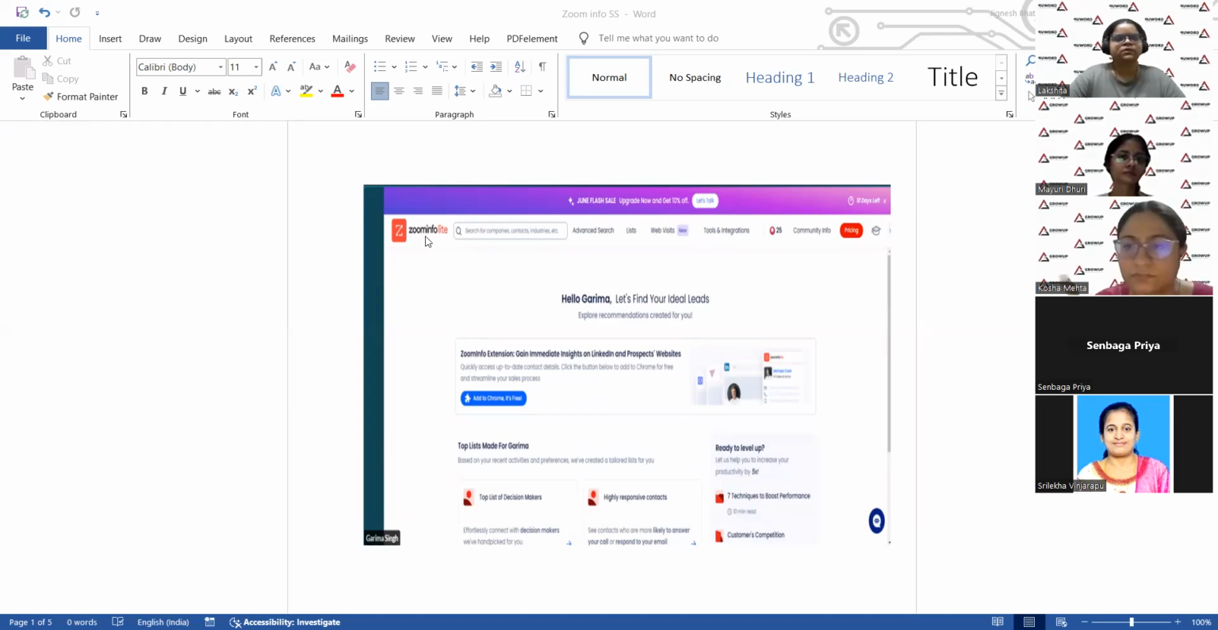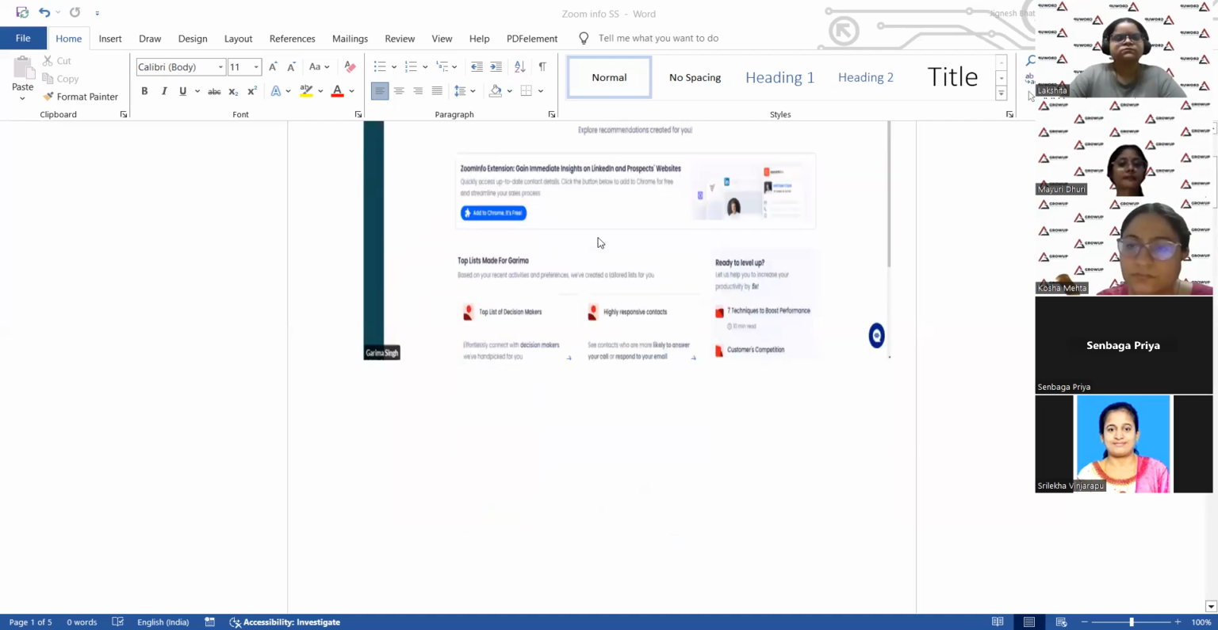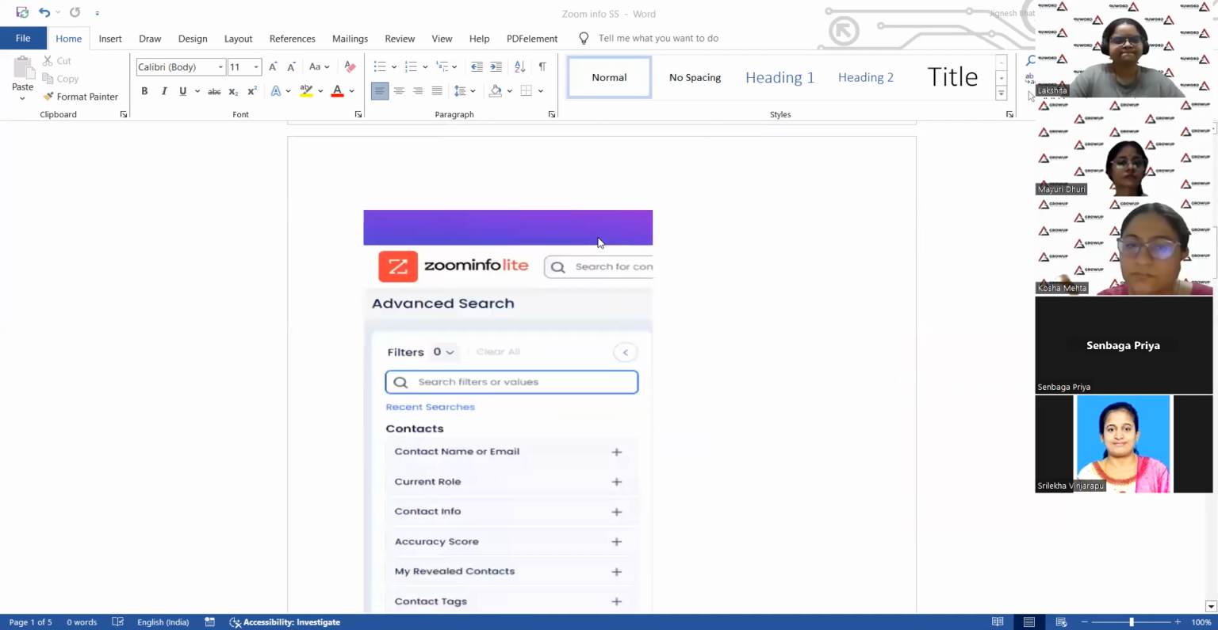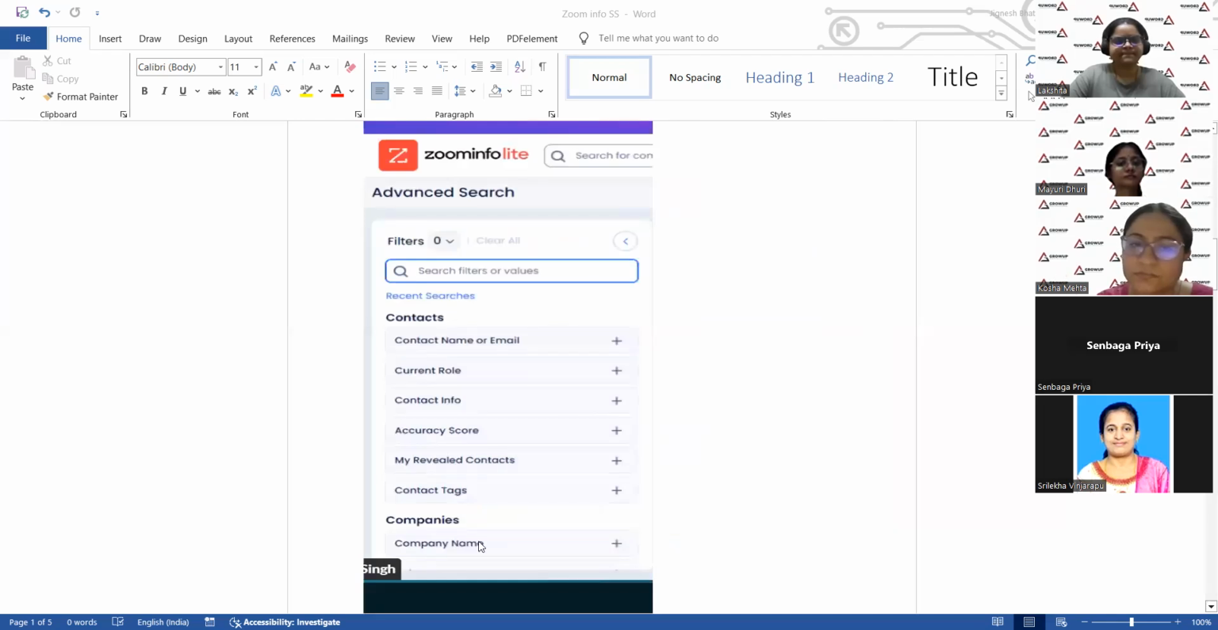This will be the main screen when you are logging in to ZoomInfo. Now, here there is a taskbar. In this search bar, you need to put whatever information you want. If you know the person's name, you can directly put the person's name. If you know the company's name, you need to put it there and search it out. There is an advanced search option here. When you click advanced search, there are a number of different options. There is contact name and email, current role, contact information, accuracy rate, and different types of tags.